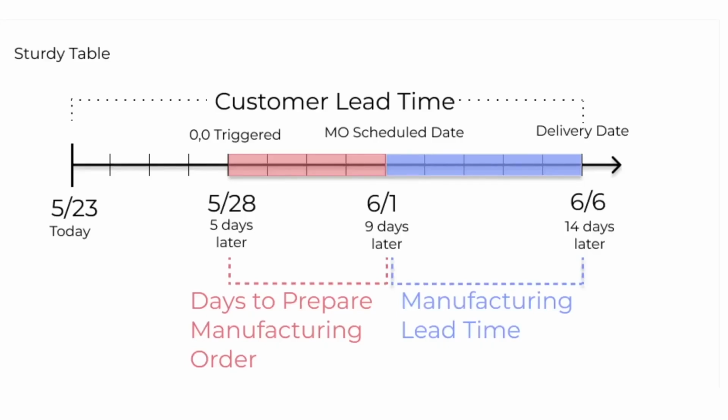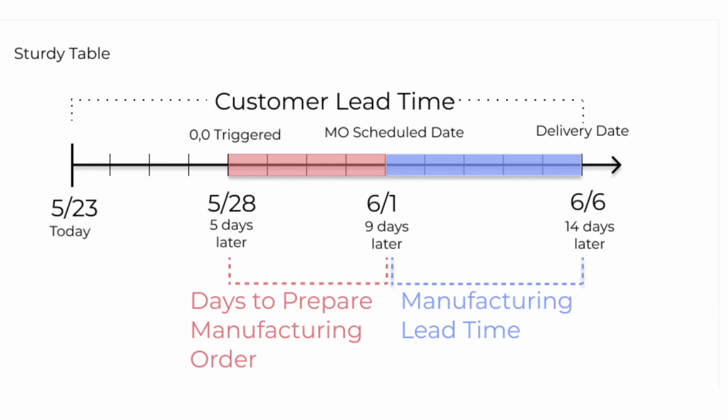All right, so in summary, the 14-day customer lead time is a default timeline for producing a sturdy table. 5 days from when we've placed a sales order, we get an alert on the replenishment report to create a manufacturing order. Now, this triggers a request for quotation to get our parts from the vendor, which arrives on the 9th day, June 1st. Now, this date is also the scheduled date on the MO, which is the last day to begin manufacturing the sturdy table to ship it on time on June 6th.